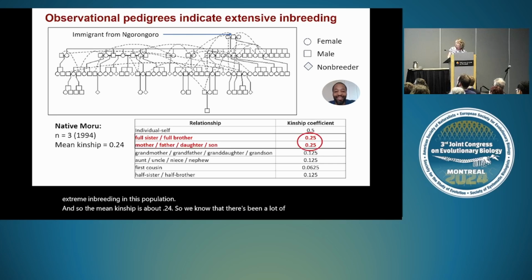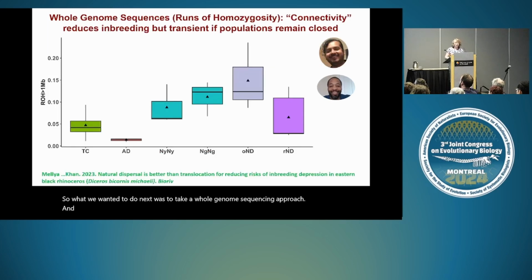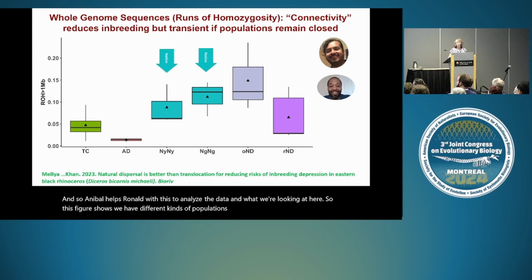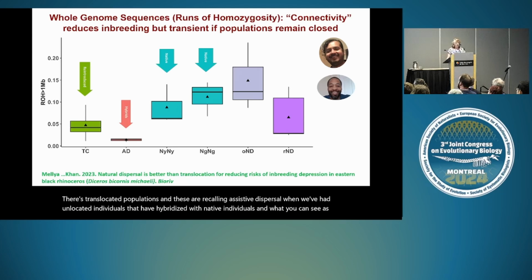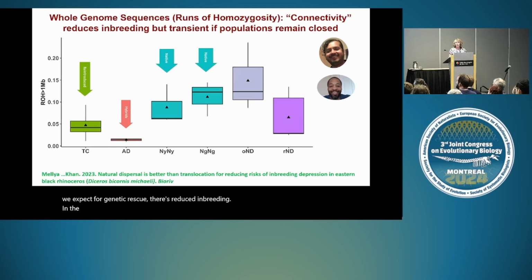So what we wanted to do next was to take a whole genome sequencing approach, and Anya Bob helped Ronald with this to analyze the data. This figure shows we have different kinds of populations. These are two different native populations, the Ngorongoro population in the south and the transborder population with Kenya in the north. There's translocated populations, and we're calling assisted dispersal when we've had translocated individuals that have hybridized with native individuals. And what you can see, as we expect for genetic rescue, is there's reduced inbreeding in the translocated individuals compared to the native populations.